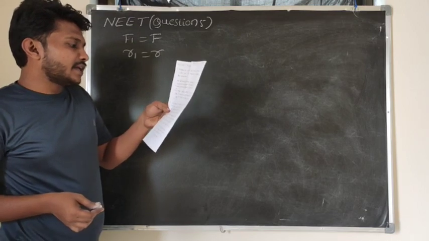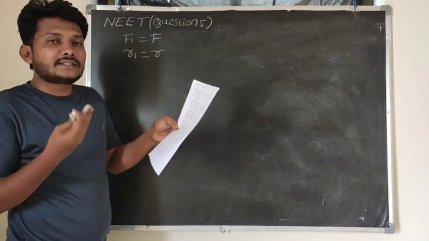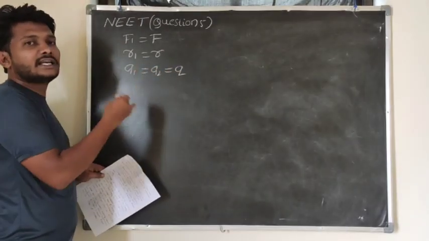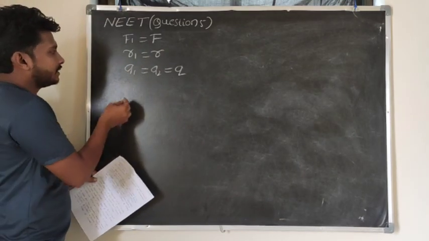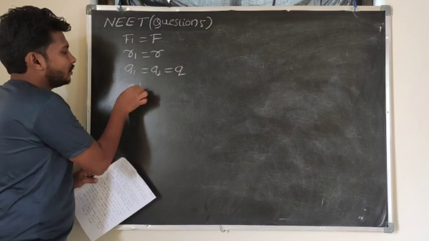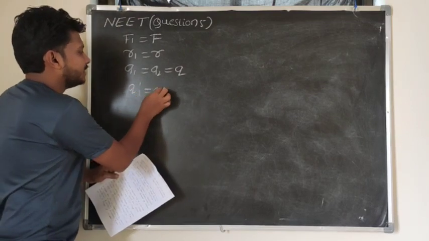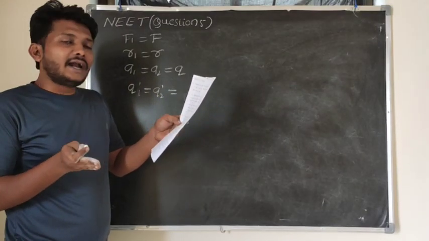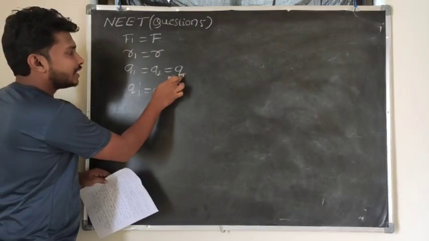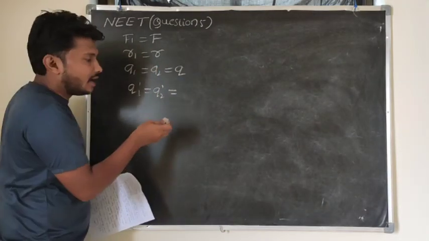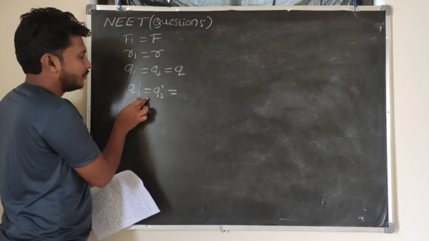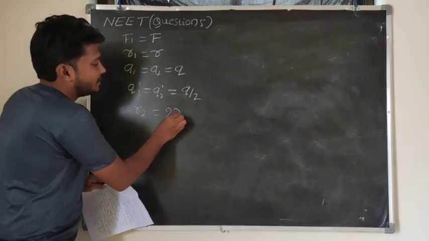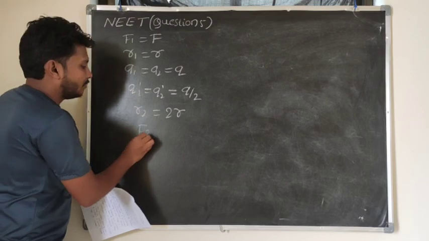and if the charge is halved and the distance between them is doubled. So the initial charge q1 is equal to q2, so that is equal to q, same magnitude they mention. In the second case, q1 dash is equal to q2 dash. If the charge is half and the distance between them is double, the initial charge is q. So now I will make that charge half of the initial value. So the new charge q1 dash is equal to q2 dash, that is equal to q by 2, and the r2 value, the distance between them, is double. Then what about the force?